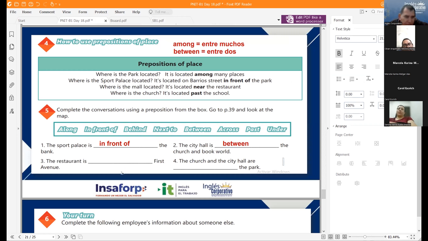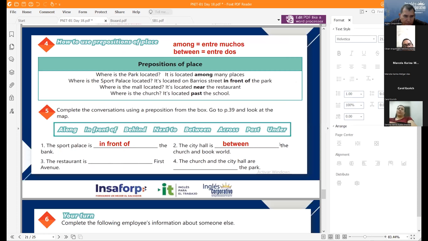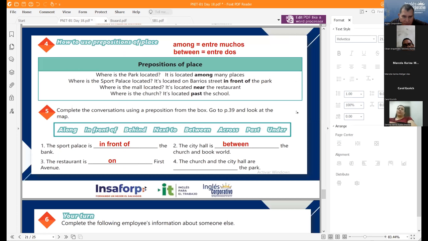The restaurant is where? First Avenue. The restaurant is on First Avenue. And what about number four? The church and the city hall are the park. The church and the city hall are across from the park. Sorry. Let's put here across from. Pleasure, teacher. Thanks, my friend. Across from the park.